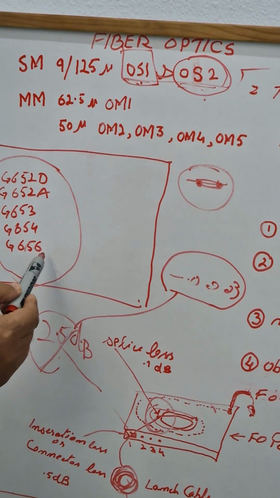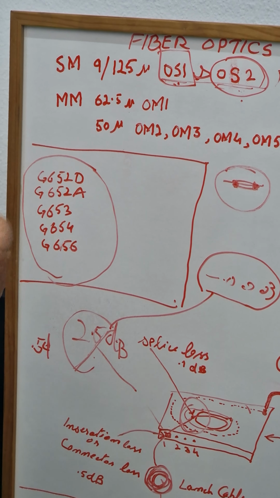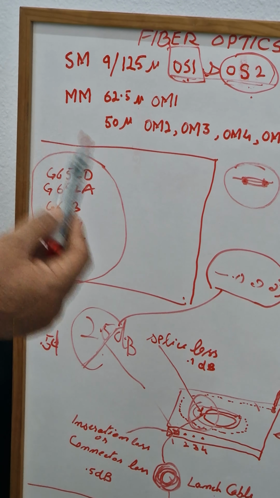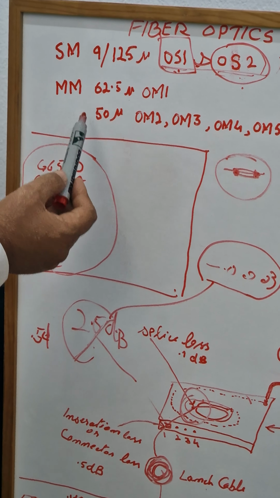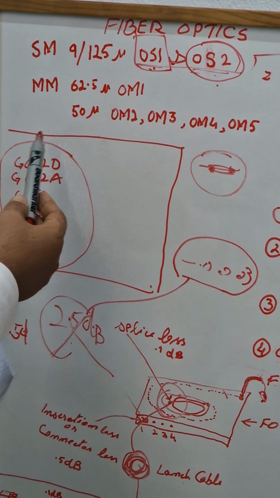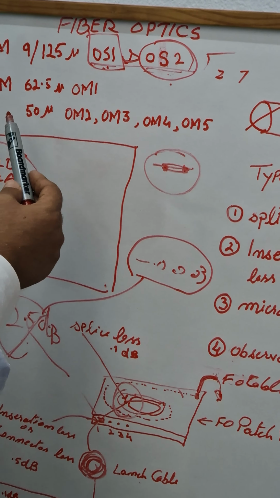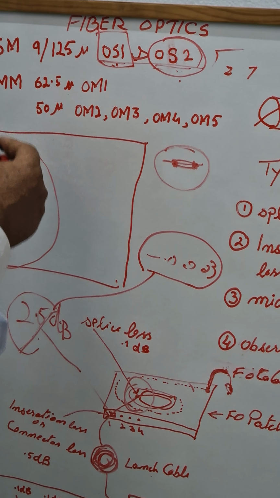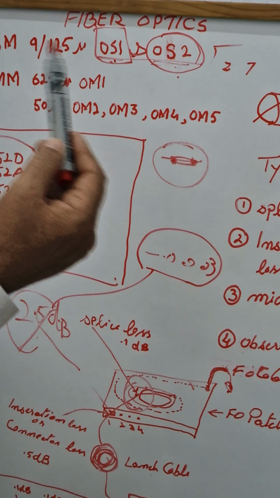And these are the types of the cable, and we will explain it in another segment, and we will also explain the bandwidth and the diameter and the transmission of the multimode fiber in my next video.